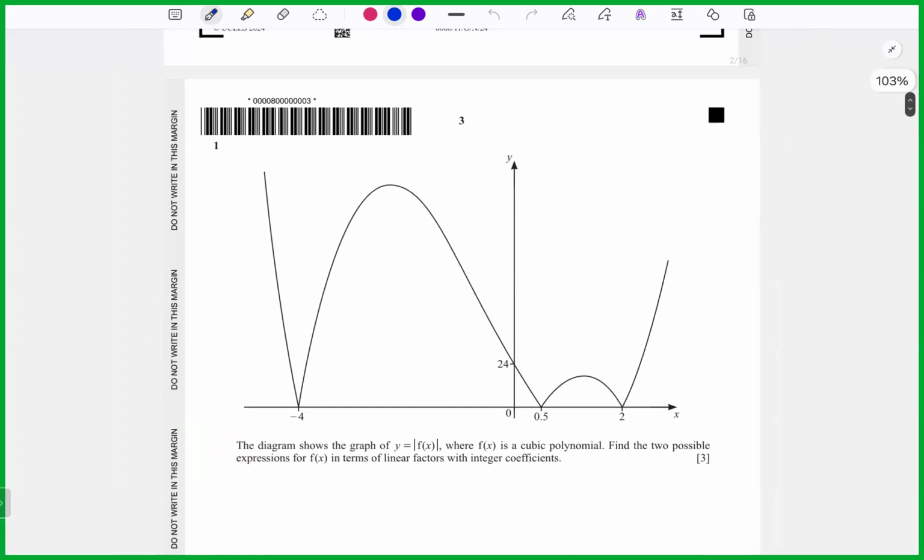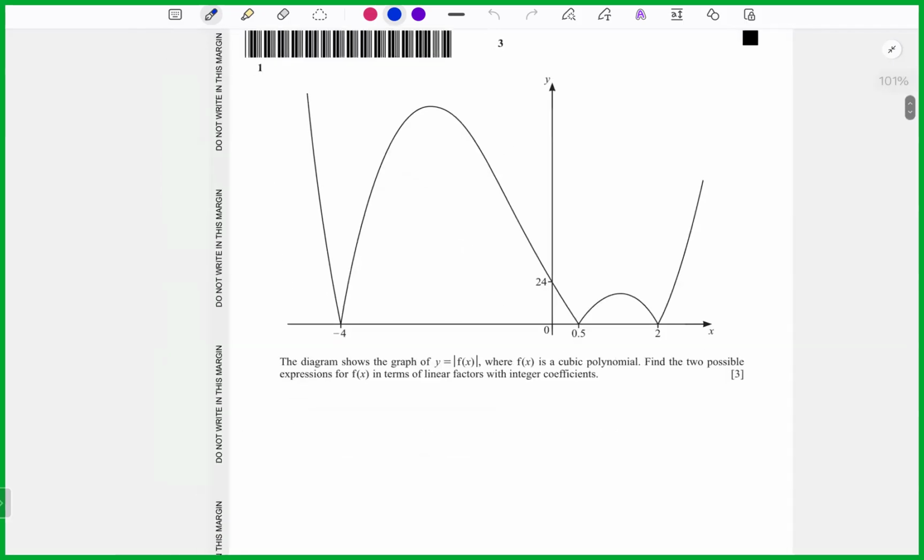Okay, question 1. The diagram shows the graph of y equals modulus f(x), where f(x) is a cubic polynomial. Find the two possible expressions for f(x), the linear factors with integer coefficients. When you do this question, you need to know how to find the linear factors of a cubic polynomial. Let's do it first.